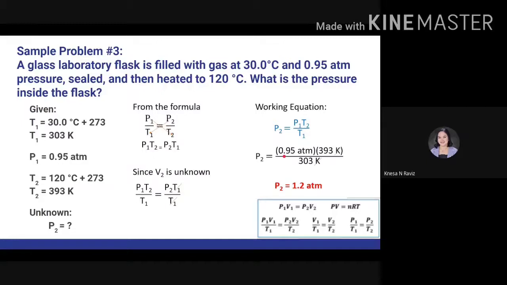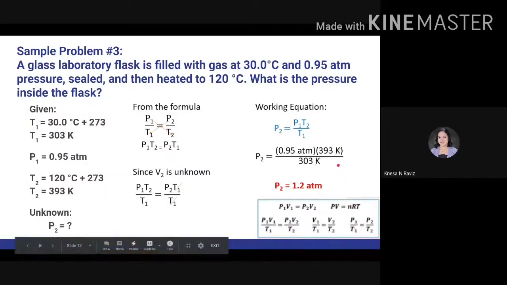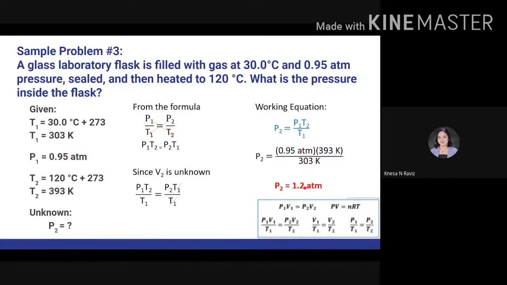Initial pressure is 0.95 atmosphere. Final temperature is 393 Kelvin, and initial temperature is 303 Kelvin. The units Kelvin here would cancel out. And if we do this in the calculator, we would get an answer of 1.2 atmospheres. So indeed, since pressure and temperature are directly proportional to each other, when we increase the temperature, we also increase the pressure.